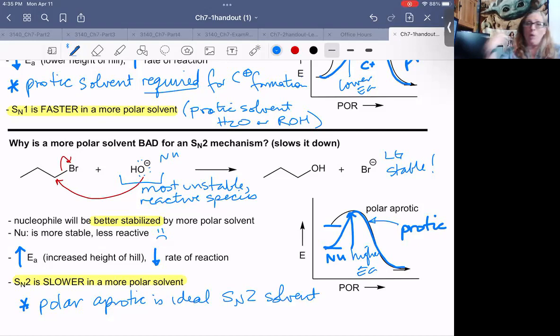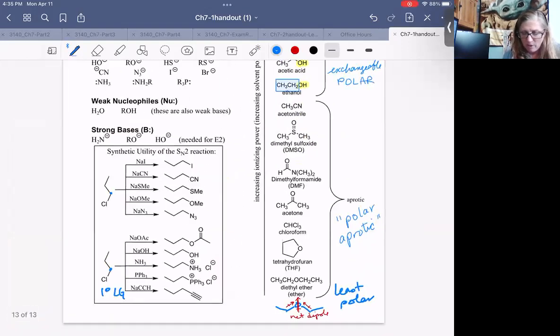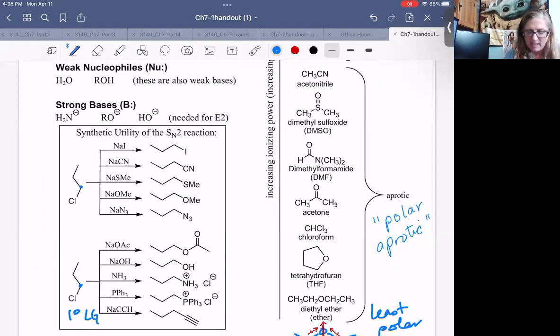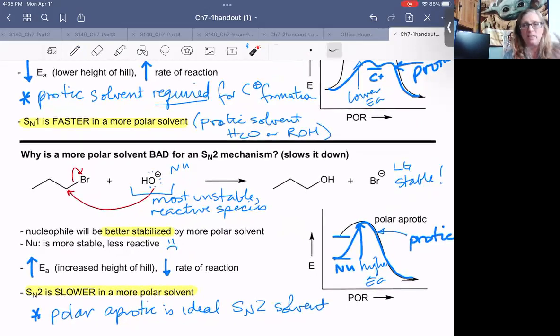So when you really want to do an SN2, what kind of solvents are we going to use? What do we have as polar aprotic solvents? This is what we're going to see again and again for our SN2s: acetonitrile, DMSO, DMF, acetone, THF. All of these are going to show up. So again, get used to seeing those. That doesn't guarantee it's going to be an SN2. It just means it's ideal for SN2 conditions.